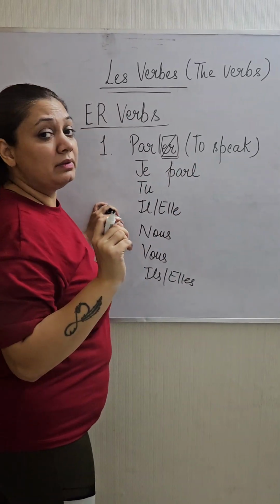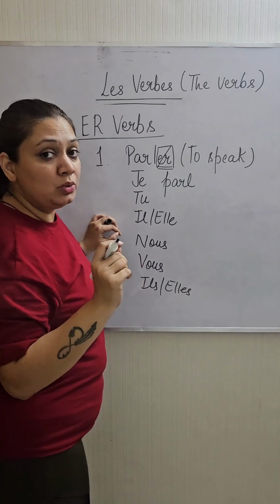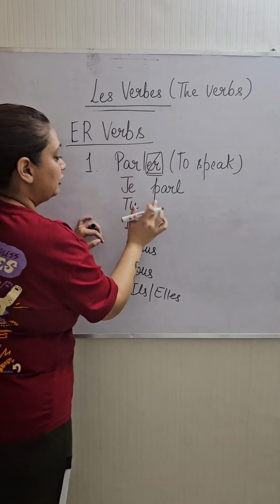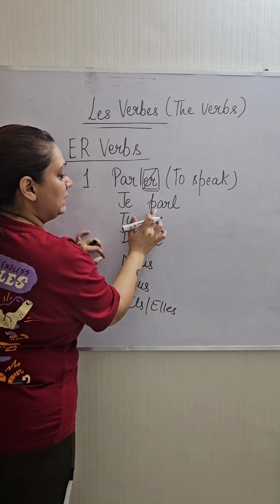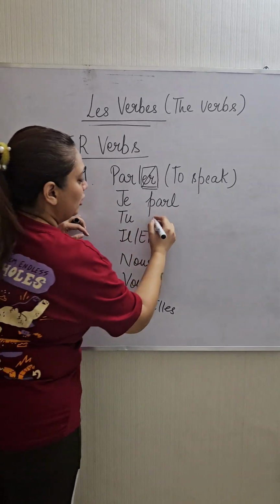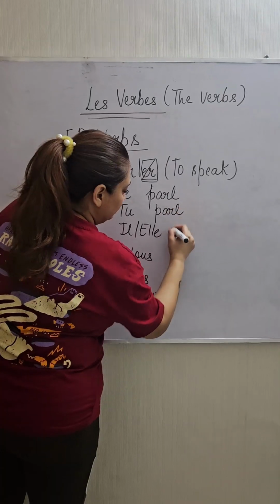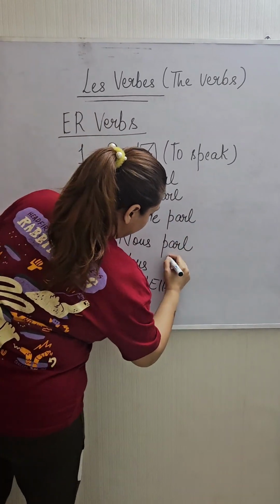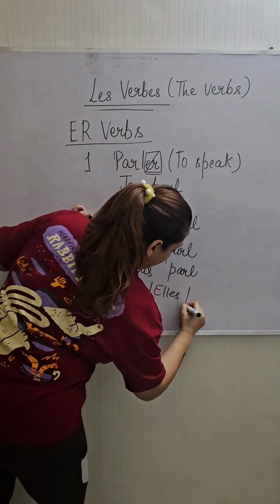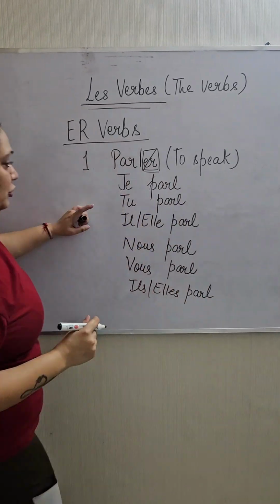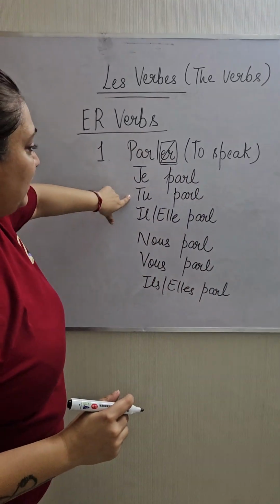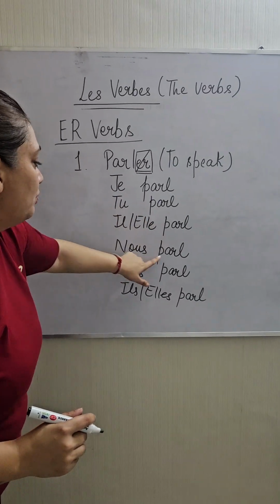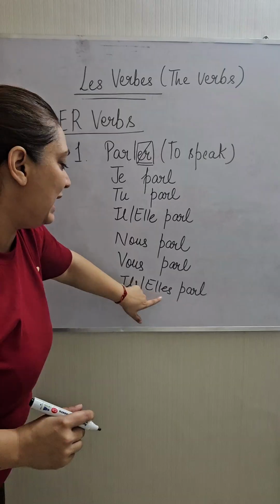So I'll repeat it once more. What we'll do is I'll remove this ER and pick the prefix. So you will find I have written PARL, the prefix. So what I'll do, I'll write it with all the subjects. So you can see here with all the subjects I've written parl: je parl, tu parl, il parl, nous parl, vous parl, ils parl.